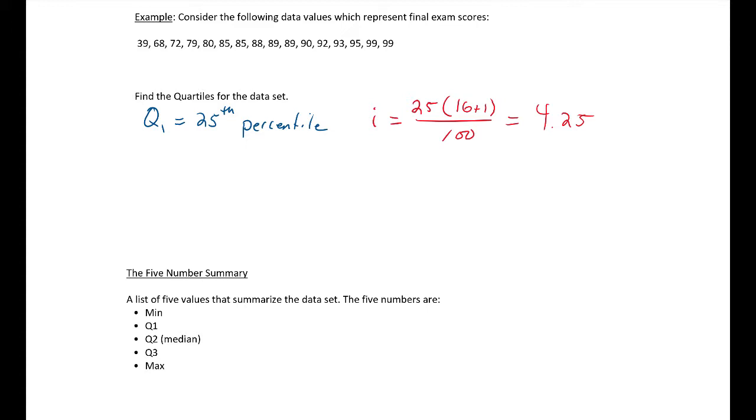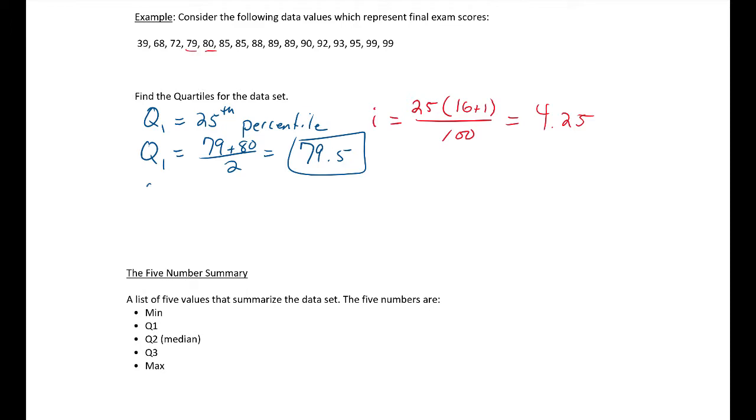The 4th position would be 79. The 5th position would be 80. So Q1 equals 79 plus 80 divided by 2, which gives us 79.5. So the first quartile is 79.5.